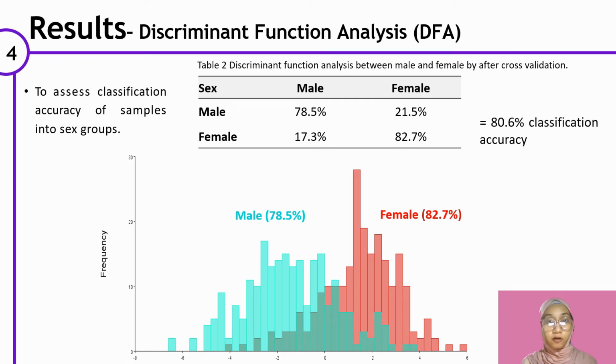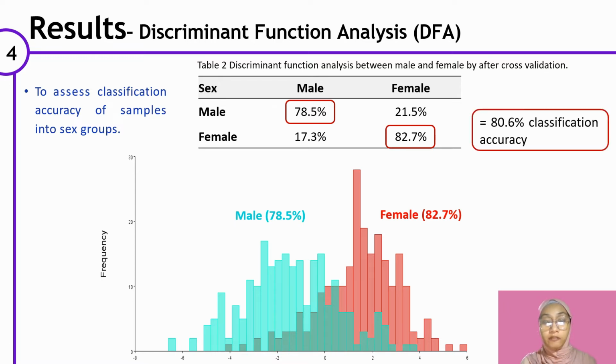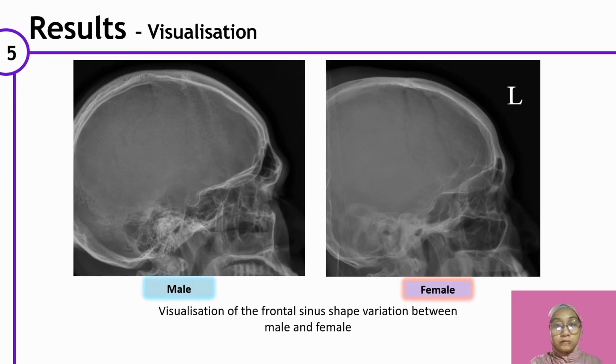DFA was performed to assess the classification accuracy of the sample into the sex groups. So from the table and graph below, we can see that this 2D geometric morphometric analysis of the frontal sinus is able to correctly classify around 78% of males and around 82% of females into their respective groups, with an average sex classification accuracy of 80.6%. This radiograph is to visualize the frontal sinus shape variation between the male and female sex groups.